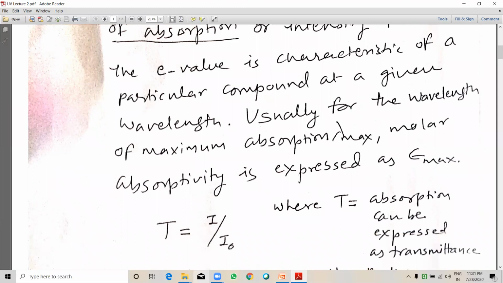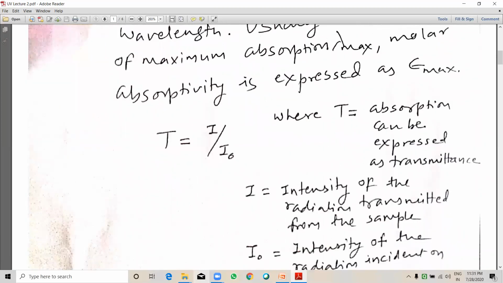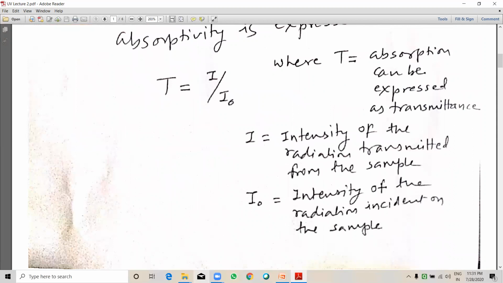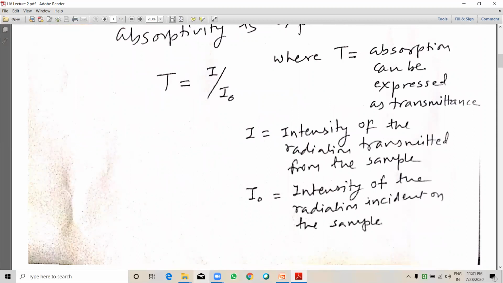T is equal to I upon I0, where absorption can be expressed as transmittance T. I is the intensity of the radiation transmitted from the sample. I0 is the intensity of the radiation incident on the sample.